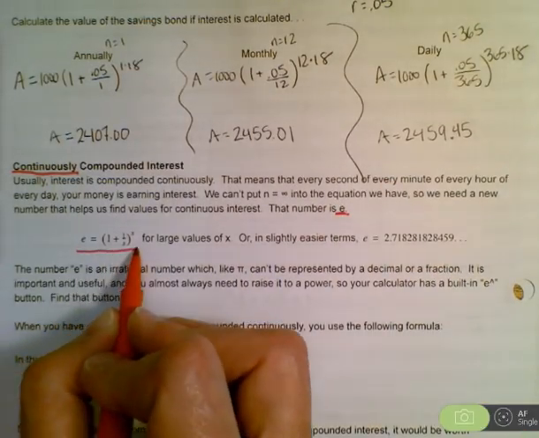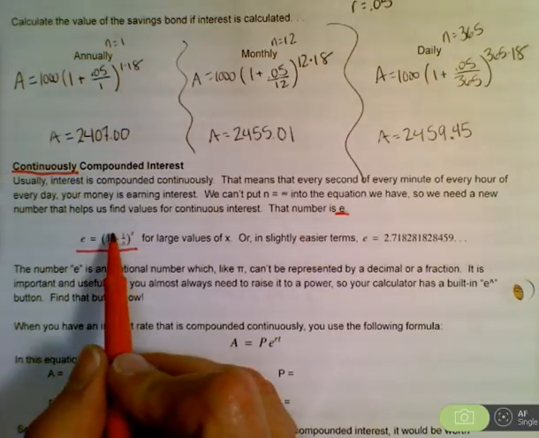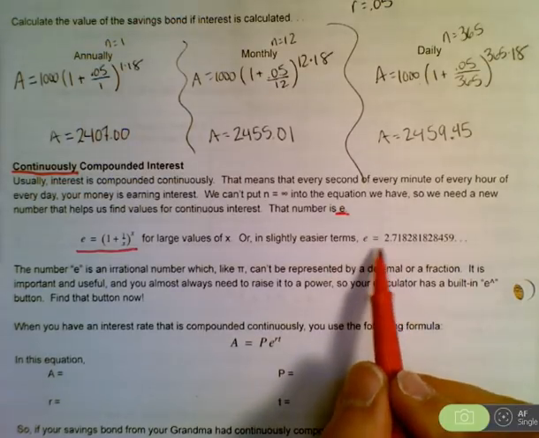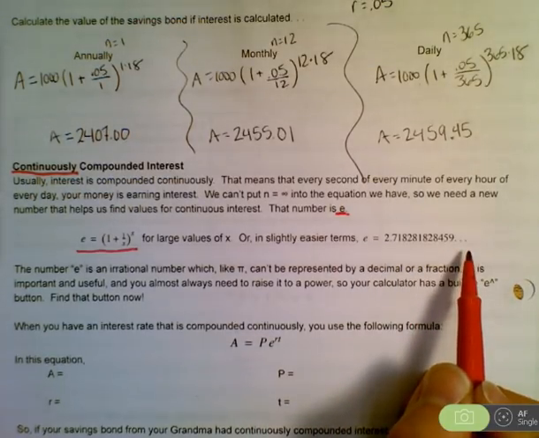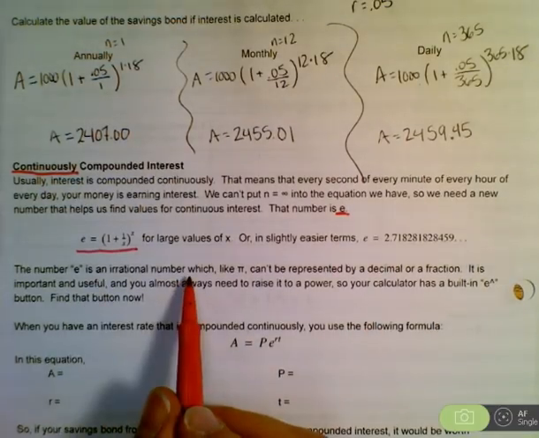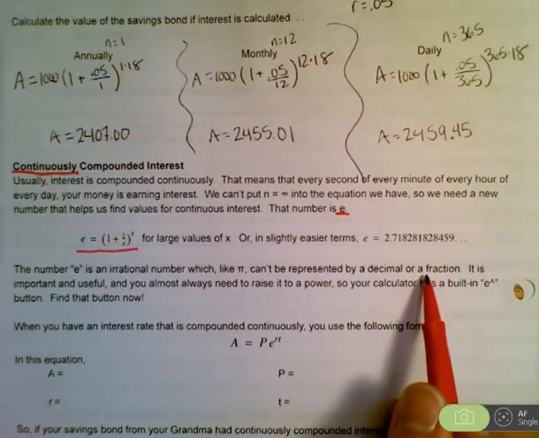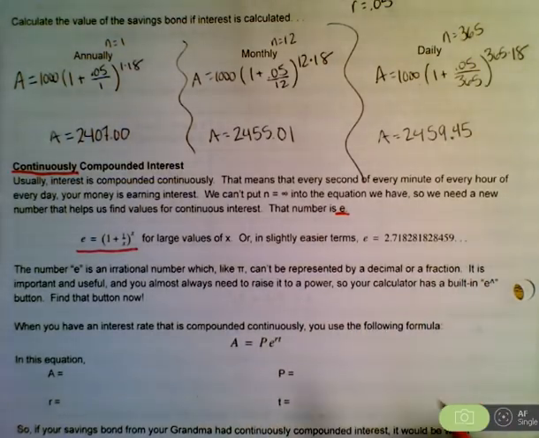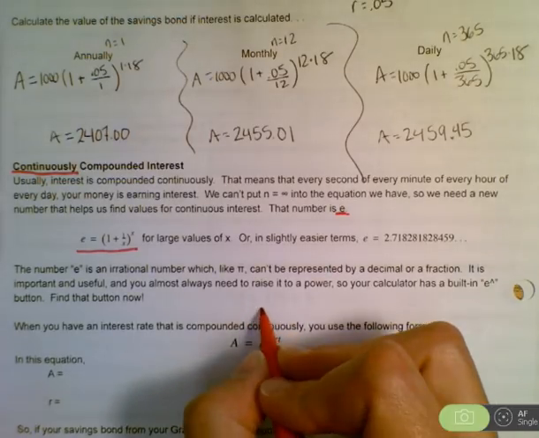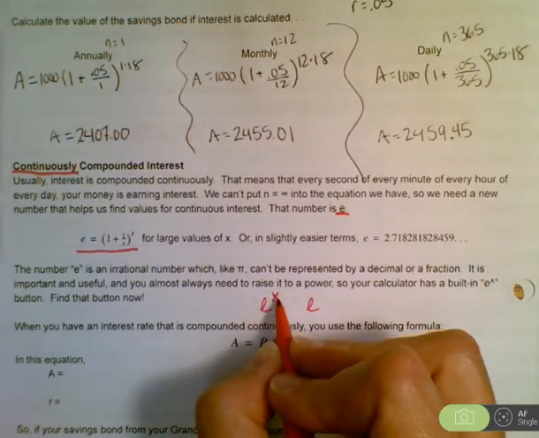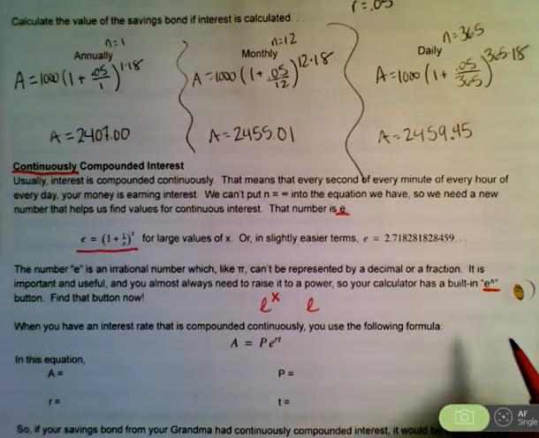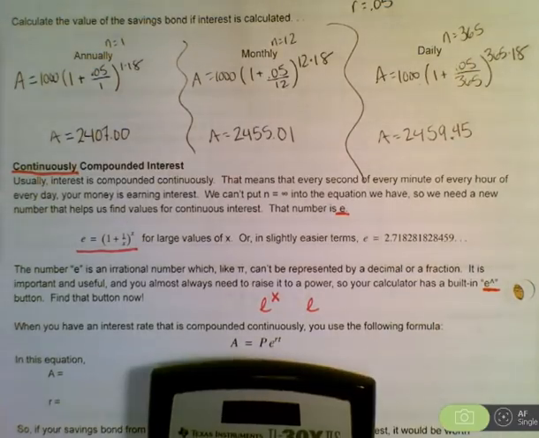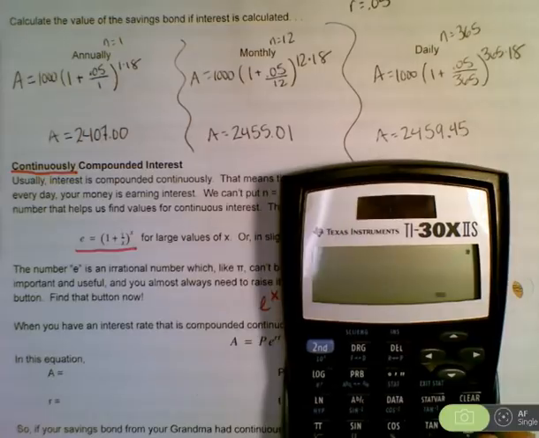So here is a formula for E. E is equal to this for a really large value of x. Usually the way we talk about it, though, is E is this big long decimal. So like pi, E is an irrational number, cannot be represented by a decimal or fraction. It's used all the time, though. So if you look at a calculator, your calculator will either have a button that looks like this, e to the x, or it'll just have an E on it, or it might look like that. If you usually use your phone, look for the e to the x button. I'm going to show you where it is here on these calculators from class.